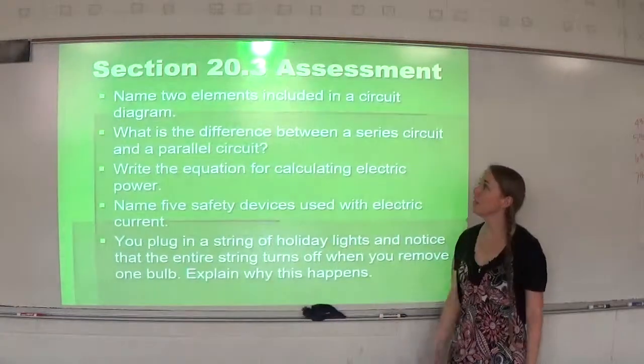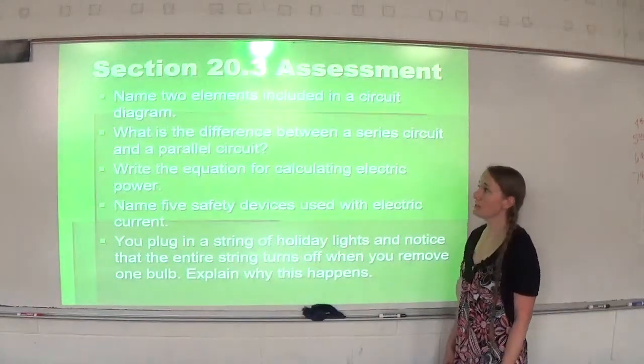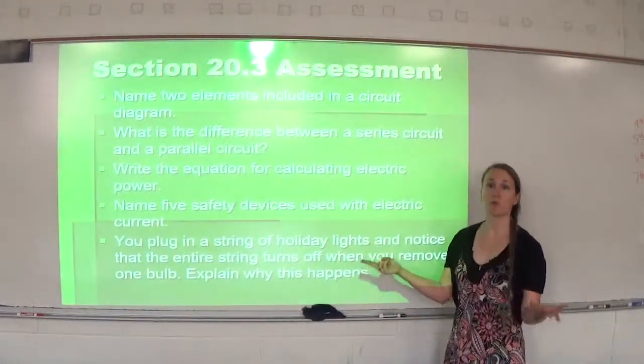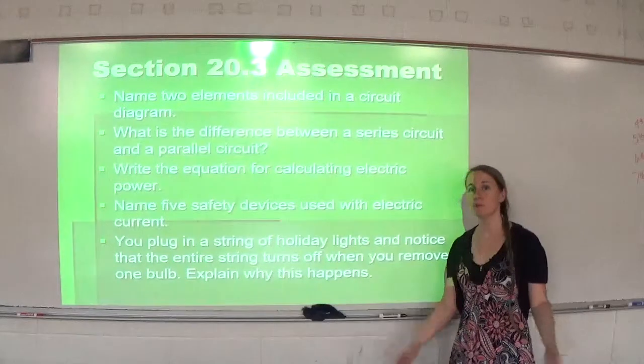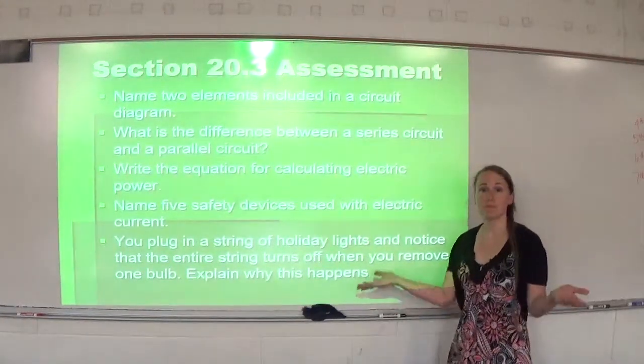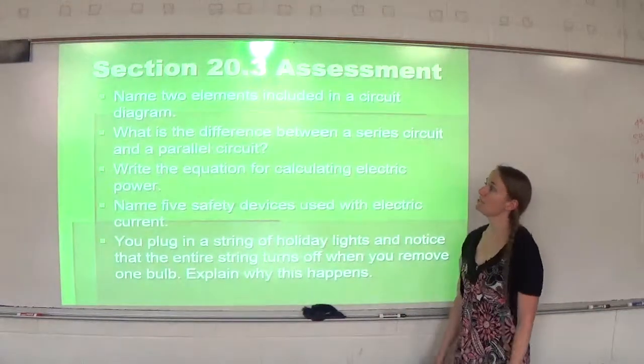So, section assessment. Name 2 elements included in a circuit diagram. Well, we talked about lights. You gotta have a wire. You can have your source like a battery. You can have a light bulb. You can have a resistor. Any of those things. A fuse, a switch, any of those. Just pick which 2 you like the best.